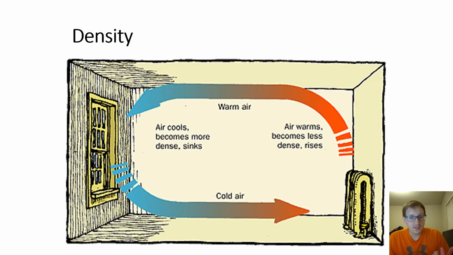Hey, if you answered cold air, you were correct. Okay, cold air sinks to the bottom. Once it warms up, it floats to the top, and then it loses its heat and it becomes more dense and it sinks, and then we keep that cycle of convection going. Okay.